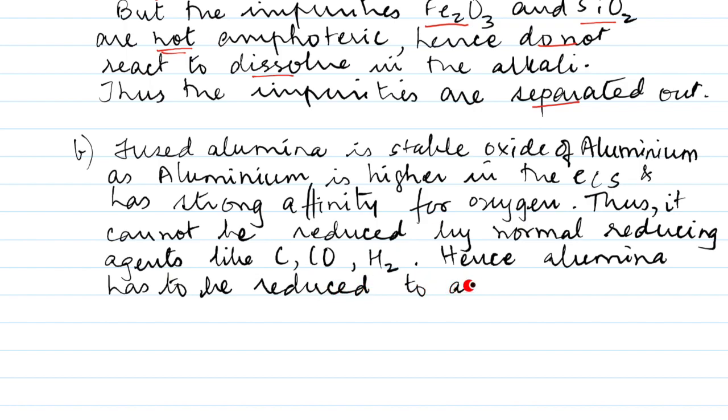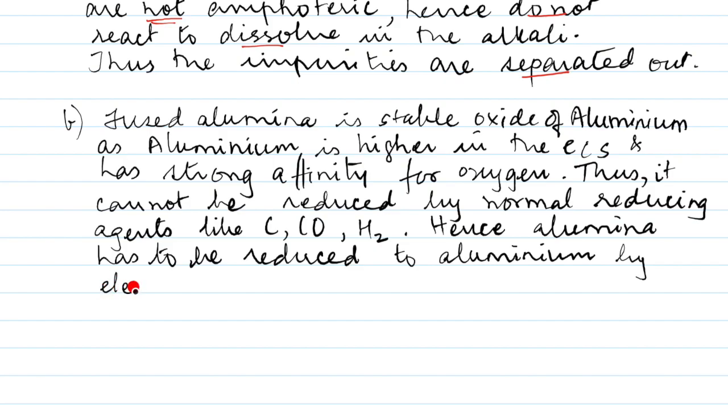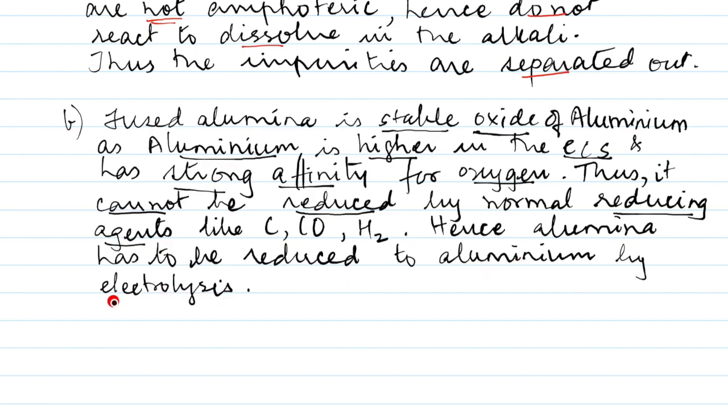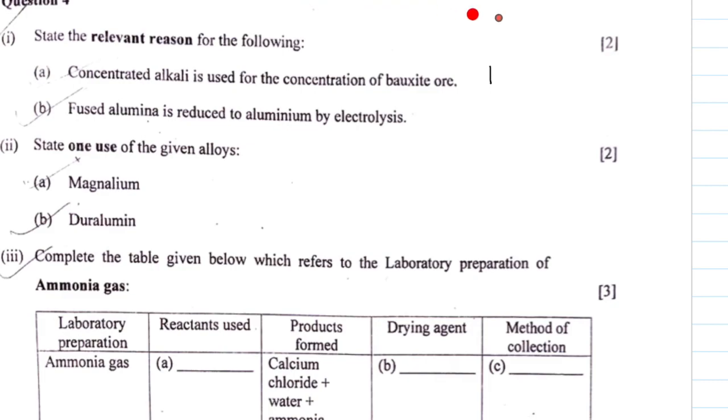to aluminium by electrolysis. Okay, so mark the keywords: stable oxide, because aluminium higher in the activity series, strong affinity for oxygen, cannot be reduced by reducing agents, therefore by electrolysis. Okay, hope you're getting it right, hope you're counting your marks. So that would be 1 mark for this, 1 mark for this, and 1 mark for this.